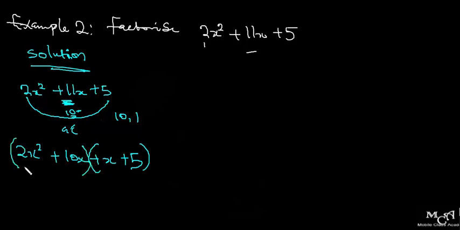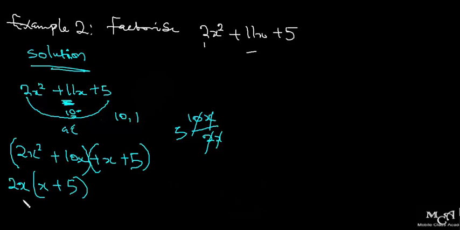Now we ask ourselves what is common between 2x squared and plus 10x. What is common is 2x. If we take out 2x from here, we are left with x. 2x times x will give us 2x squared, right? 10x divided by 2x, x cancels x, 2 goes here 1, 2 goes here 5. What am I left with? 5. So 2x times 5 will give me 10x, right?